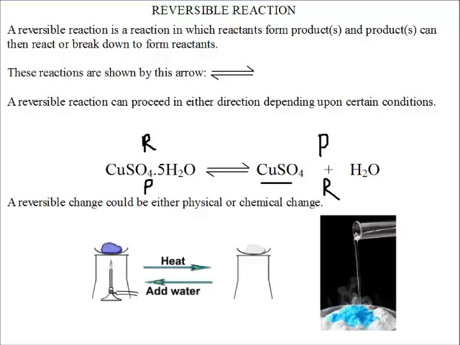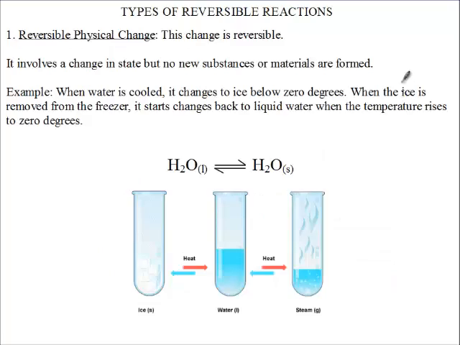Just as there are two types of changes, there are also two types of reversible reactions. Here we have reversible physical change. This change is reversible, just as the name implies. It involves a change in state, but no new substances or materials are formed. There's just a change in state, just as in a physical process or physical change. But this time around, this process can be reversed.